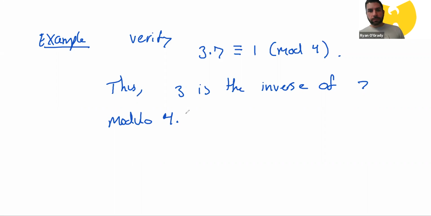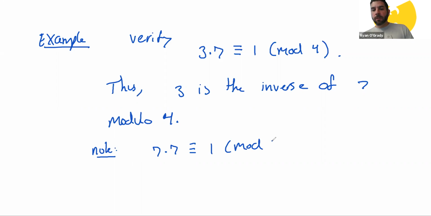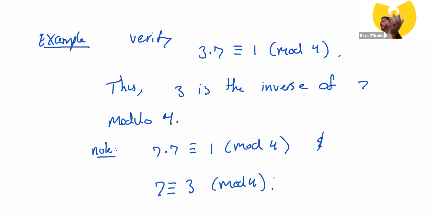So note also that 7 times 7 is congruent to 1 mod 4. So you might say, well, then 7 is the inverse. Right, but 7 in terms of mod 4 is congruent to 3 mod 4. So that's what we mean by uniqueness. Yes, I've found 2 inverses, 3 and 7. But 7 in terms of mod 4 is the same exact thing as 3.